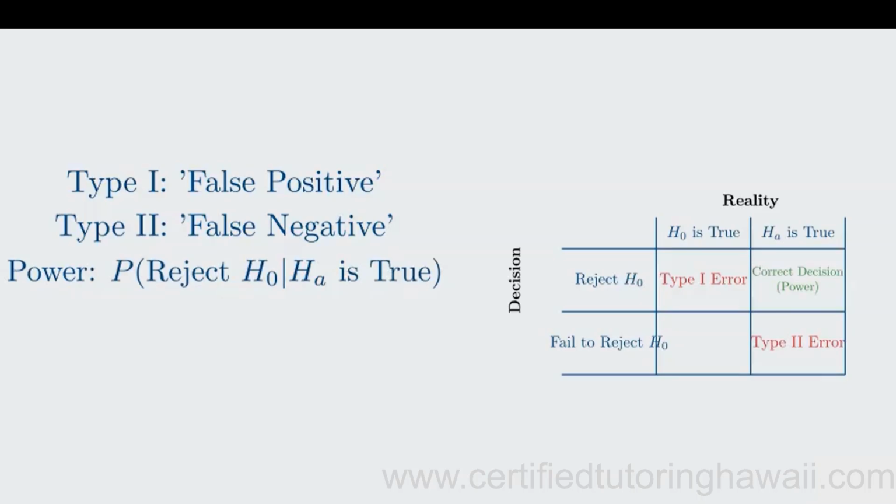The probability of doing this is called the power of the test. And finally, if we fail to reject a true null hypothesis, we've also made a correct decision. Understanding this grid is the first step toward mastering Topic 3.8. Our goal today is to learn how to identify these errors in real-world scenarios.